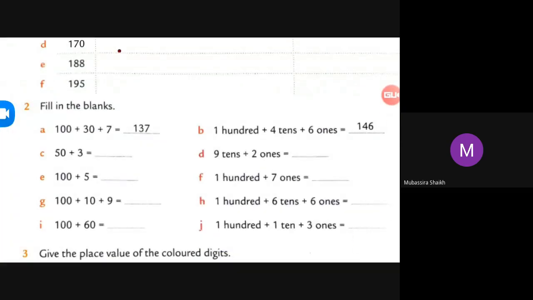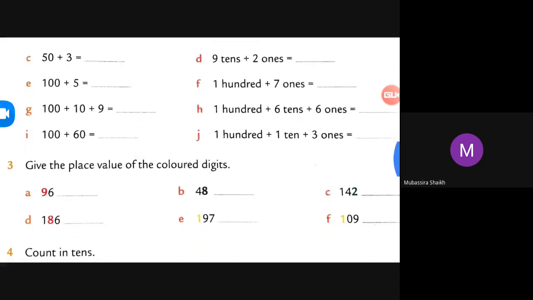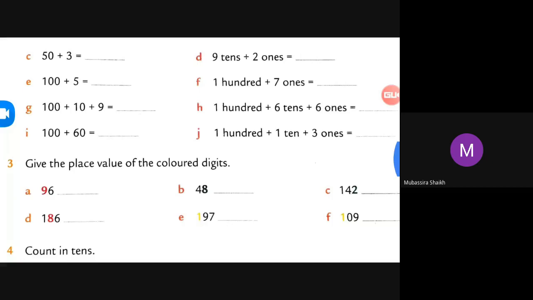Now I hope you will see my screen. You can see now. Fill in the blanks, number 2, you can see on your screen. See this, we did this fill in the blanks and the worksheet also in the previous lecture, yesterday. Then we also did this, color the digit and its place value. We also did this.